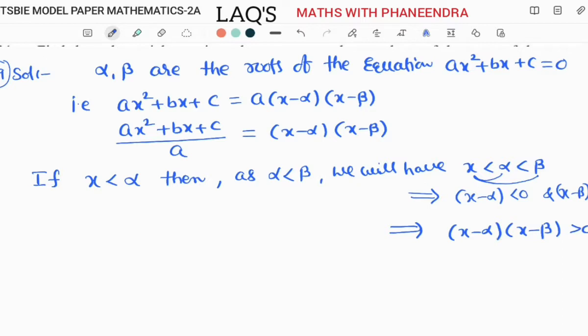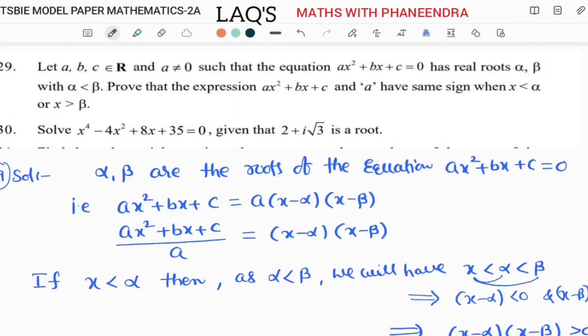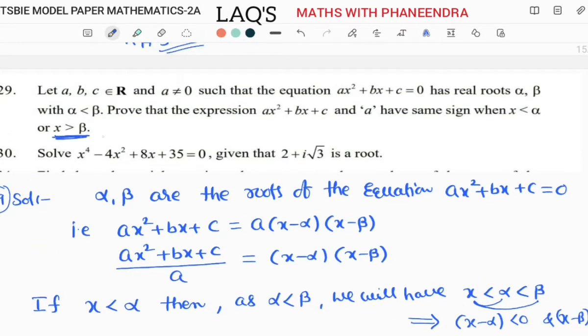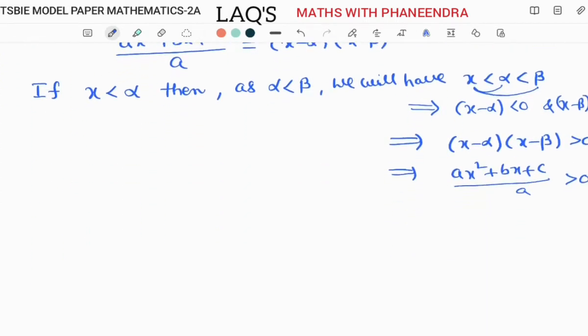So x minus alpha into x minus beta is greater than 0, and this value is equal to ax square plus bx plus c divided by a. That implies ax square plus bx plus c by a is greater than 0. So whenever this fraction is greater than 0, both ax square plus bx plus c and a have the same sign. Not only this case but also another case we need to take, that x is greater than beta and alpha is less than beta. See how we will take this another case.